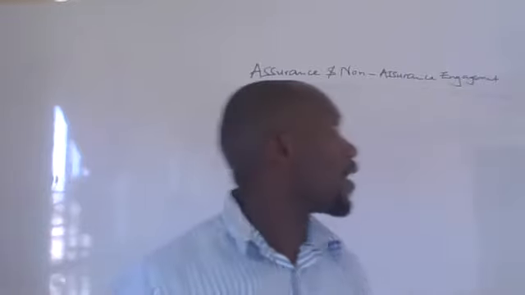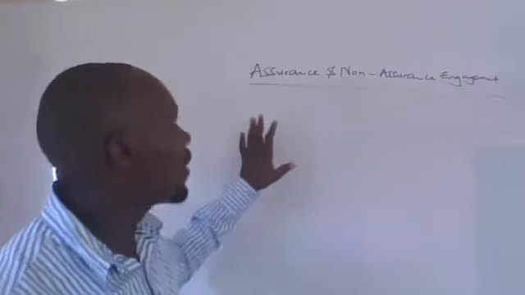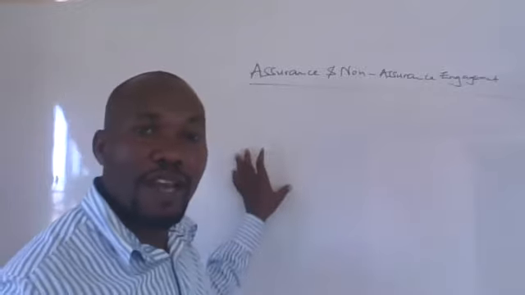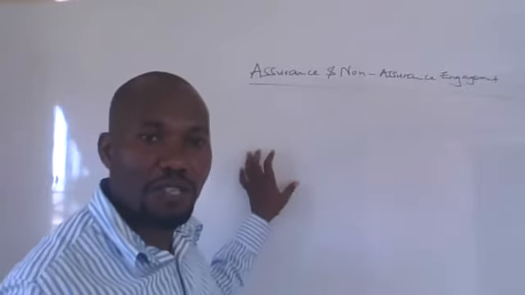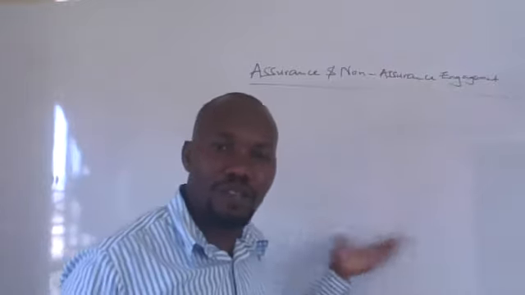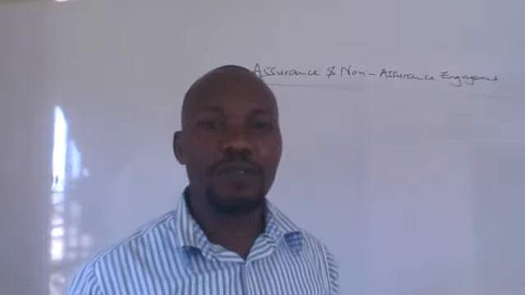So when we talk about non-assurance and assurance engagement, we are talking about two situations. Number one, in assurance engagement, this is where the practitioner has to give a conclusion. And then we have non-assurance, where he doesn't need to give any conclusion, or is not expected to give any conclusion. So that is the difference between the two.